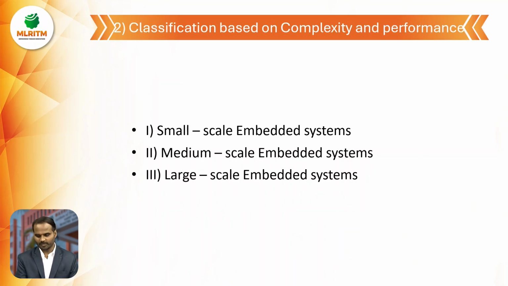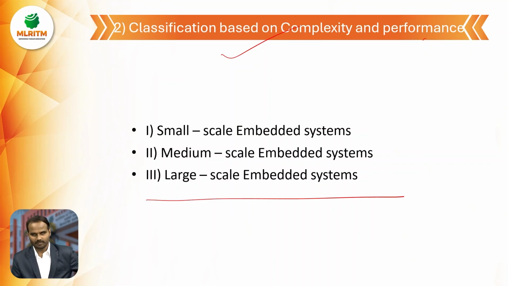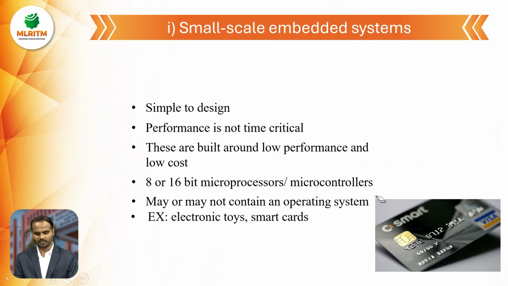Now, classification based on complexity and performance. In this, we have three types of classifications: small, medium, and large. Small scale embedded systems, medium scale embedded systems, and large scale embedded systems. We are going to discuss these three types. First, small scale embedded systems.